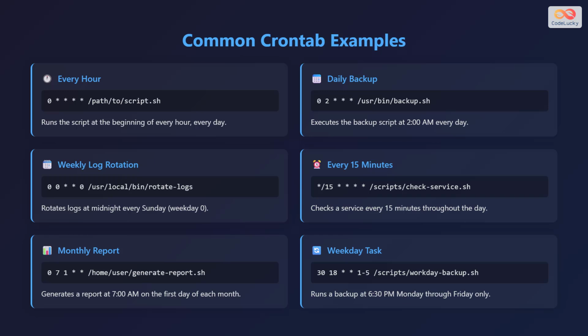For a monthly report at 7 a.m. on the first day of each month, use the following entry: 0 7 1 * * /home/user/generate-report.sh. Finally, to run a task on weekdays only, use the following entry: 30 18 * * 1-5 /scripts/workday-backup.sh.